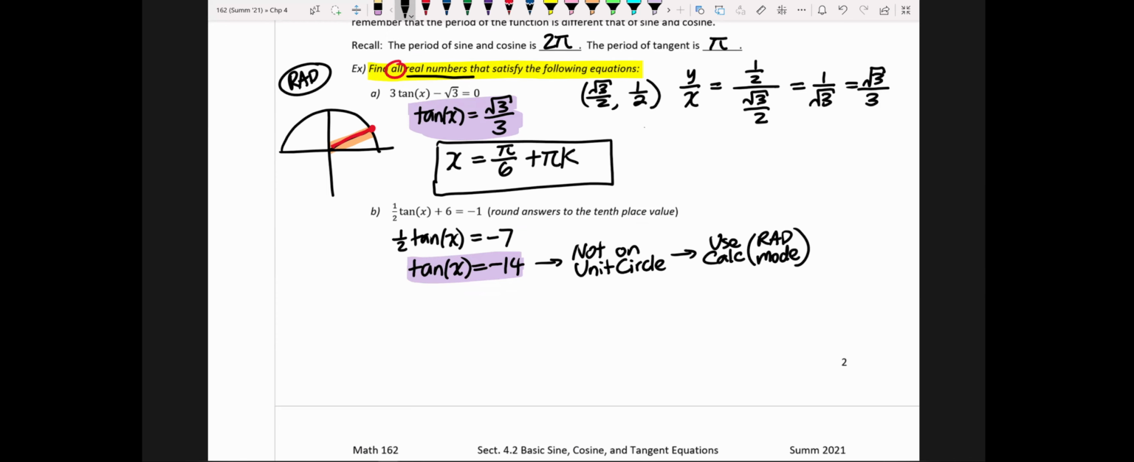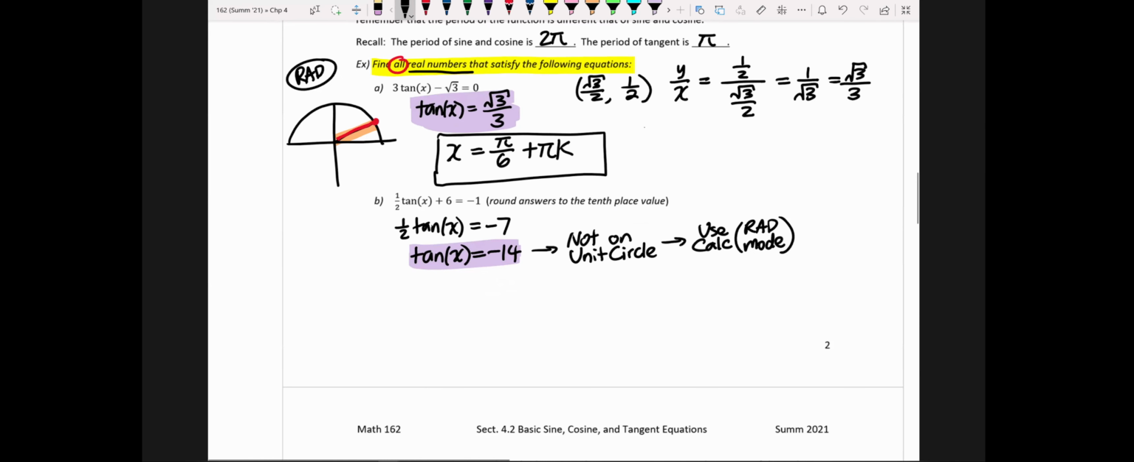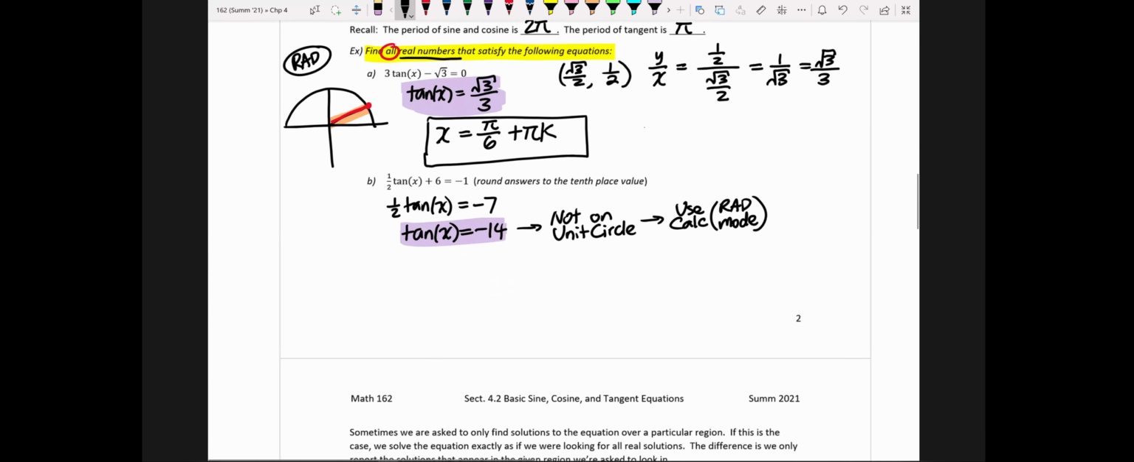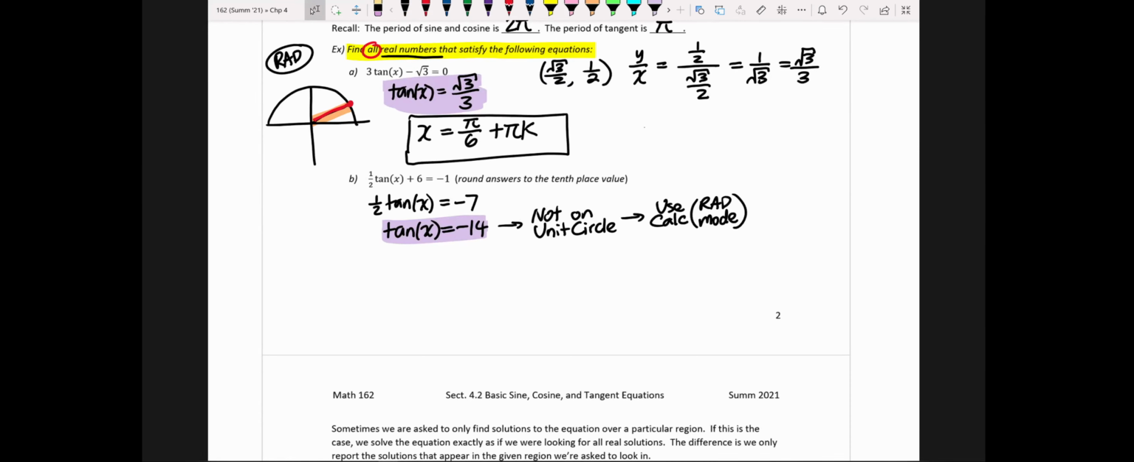Okay, so you may be thinking we've been in radian mode the whole time, but again, on the exam, you're going to be switching, alternating back and forth. Okay, so if it's not on the unit circle, to find the first solution x1, you need to use the inverse trig function. Inverse trig function will give you one solution.